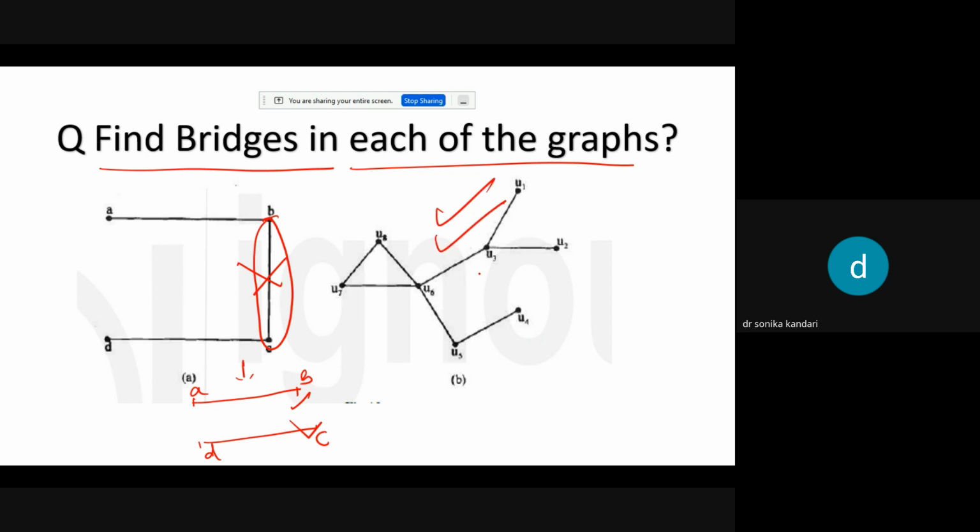See this diagram, diagram B. Is there any bridge in this diagram? Yes, ma'am. Can you name it? U1 and U6. U6, U3. U1 and U6. And also U3 and U6. Remove it. Remove U3. Then what will we have? U5 and U6. Fine. Is it clear?